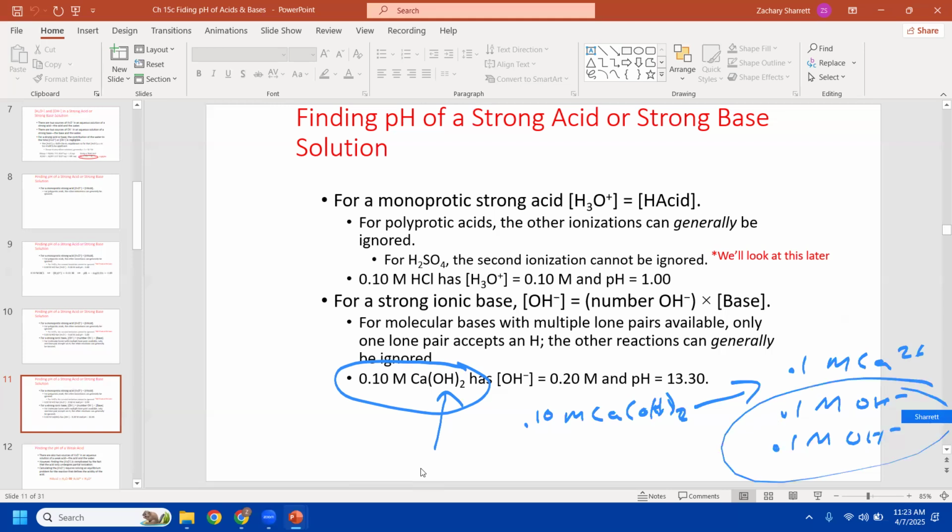OH-. So because this is, I want to say diprotic, but it's not diprotic, hydroxylic. I don't know. There's not really a good word for that. But notice how when you have 0.1 molar of this strong base that has a stoichiometry of two OHs to one Ca(OH)2, does everybody see that you would actually have 0.2 molar of OH-, right? There's twice as much OH-.